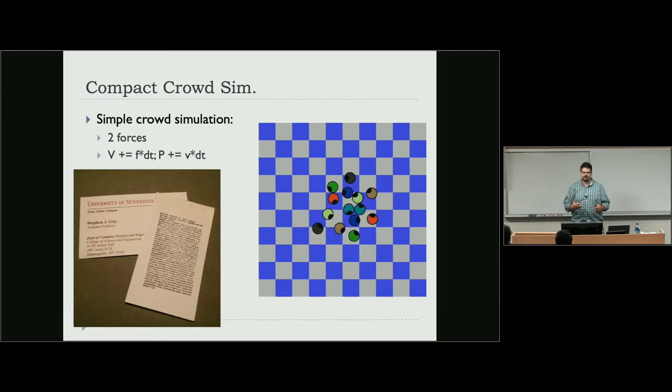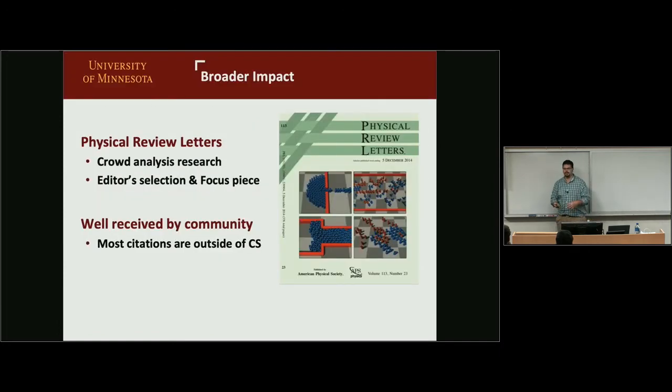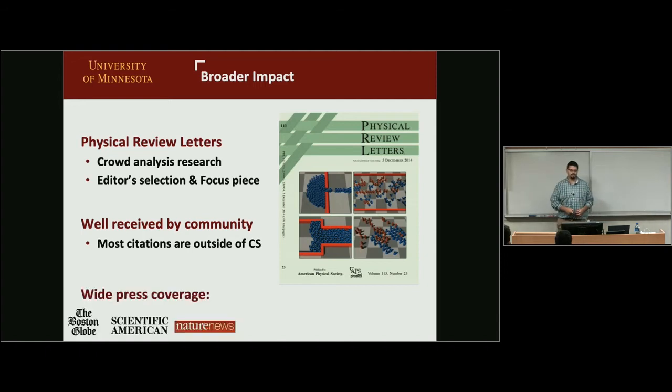So this is the idea. This is what we learned. And it's something that really excited the broader scientific community because of the insight it had on humans. Most of the citations we've had on the paper in the past 3 years have been outside of computer science. It was accepted in a physics journal, and they actually put it on the cover, which was very exciting for us. And there was a lot of press coverage about the work.